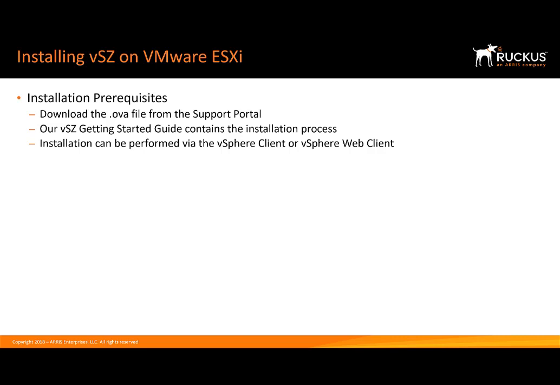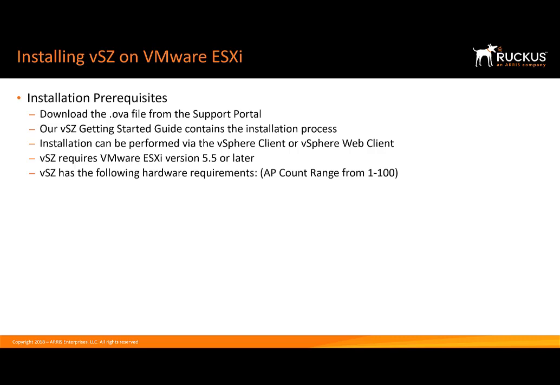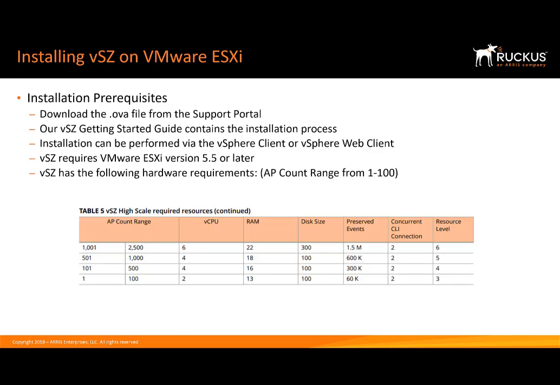Now, in ESXi version 6.5, there is no longer a vSphere client, only the web client works. Virtual SmartZone requires VMware ESXi version 5.5 or later, and we have the following hardware requirements, but we're going to follow the AP count range from 1 to 100. So we're going to be performing a high-scale installation. We're going to need at least 2 virtual CPUs, 13 gigs of RAM, and a 100 gigabyte hard disk.